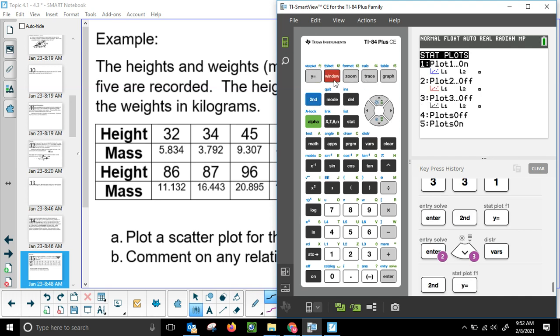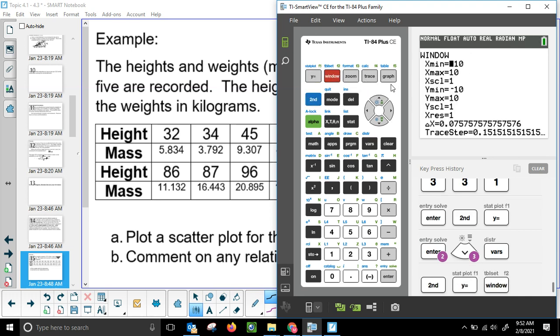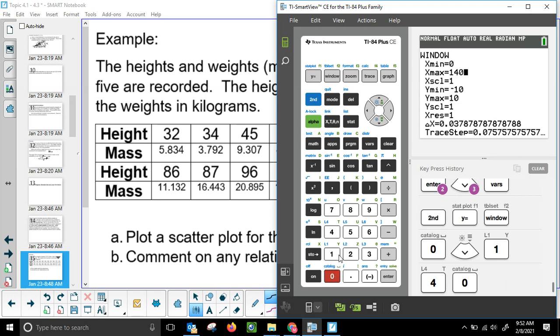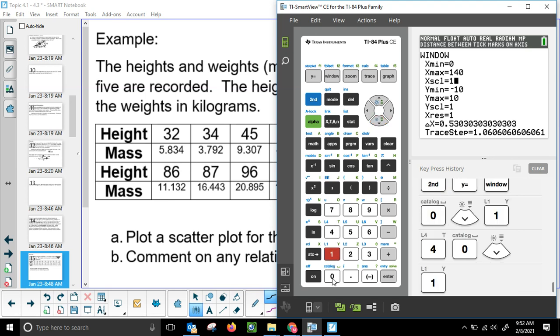All right, so now we want to go to window. All right, my lowest height is 32. We can just go from 0, that's perfectly fine. All right, our highest or largest height is 121. So we'll just say something significantly bigger just so we can see the whole graph easily. Scale, we can go by 10s here, should be sufficient.